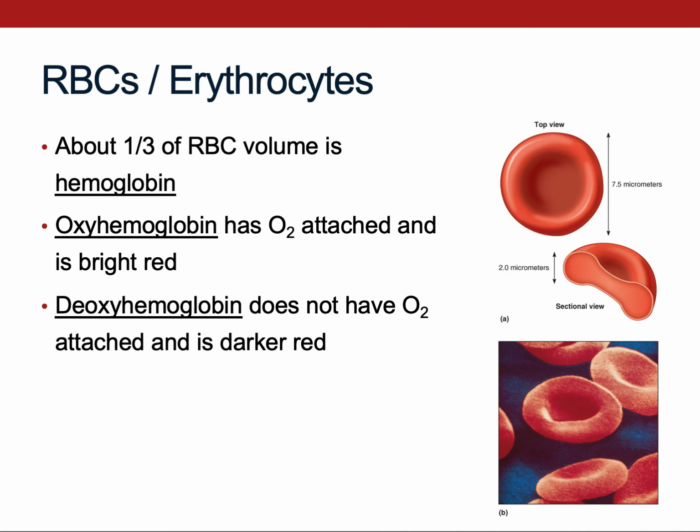About a third of the volume of this red blood cell is a molecule called hemoglobin. Hemoglobin has two states. It can either be carrying oxygen or it's not carrying oxygen. If hemoglobin is carrying oxygen, we call it oxyhemoglobin. If hemoglobin is not carrying oxygen, we call it deoxyhemoglobin. Both are forms of hemoglobin. One's carrying oxygen and one is not carrying oxygen.